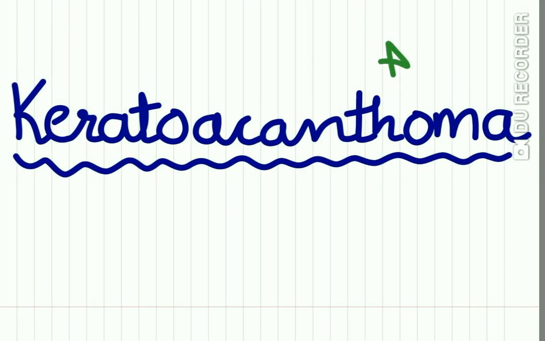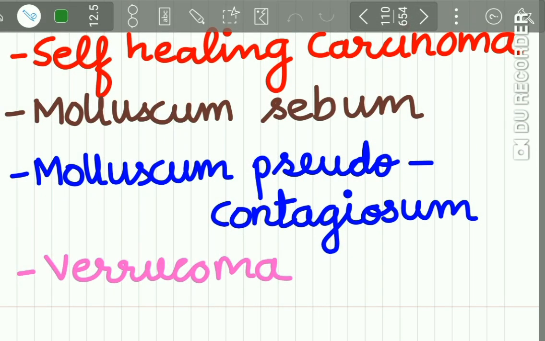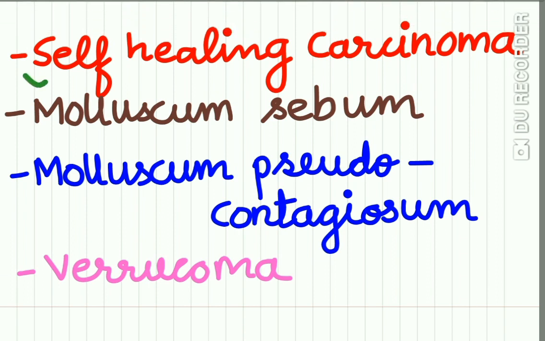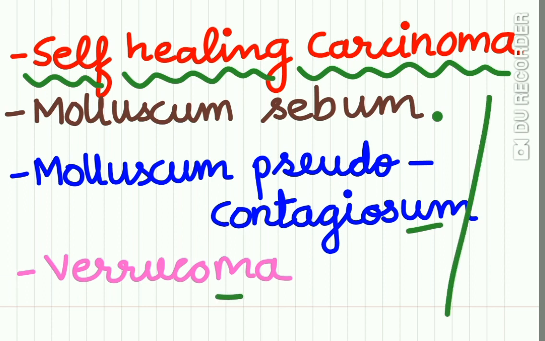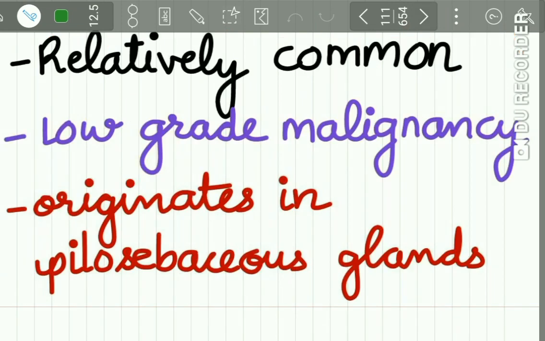Today's lecture is on a very important topic, that is keratoacanthoma. The other name of keratoacanthoma is self-healing carcinoma. Remember, you can be asked a question with the name self-healing carcinoma. Don't get confused. It is nothing but keratoacanthoma. Other names include molluscum sebaceum, molluscum pseudocontagiosum, and verrucoma. So remember these alternative names of keratoacanthoma.